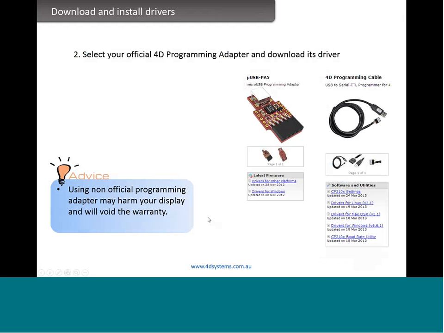You also need to select your official 4D programming adapter and download its driver. There's a micro USB PA5 and the 4D programming cable. I don't know if there's someone who has been using 4D displays a bit longer. We had other programming adapters in the past. These are still fine to use with all the new modules, so it's all good. And non-official programming adapters may harm your display and will void the warranty.